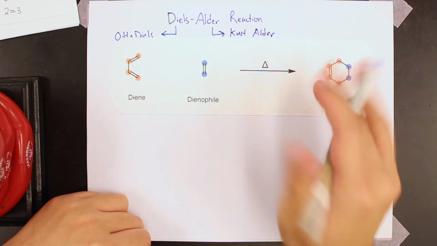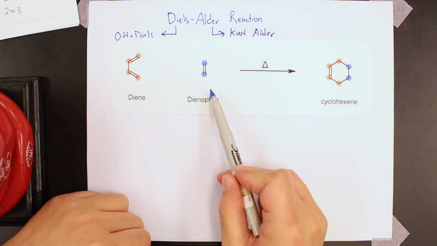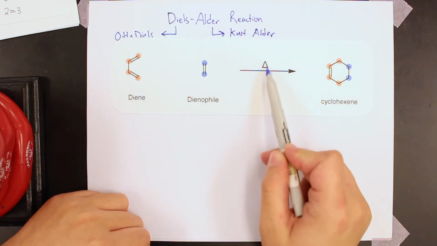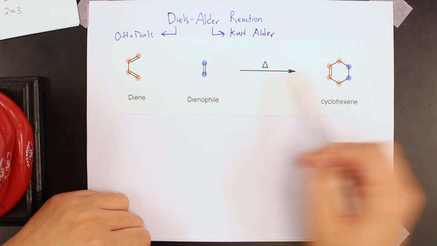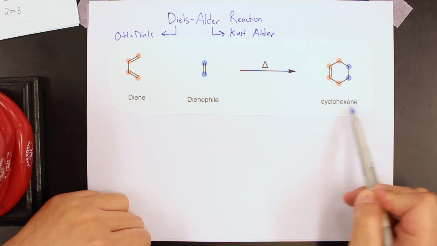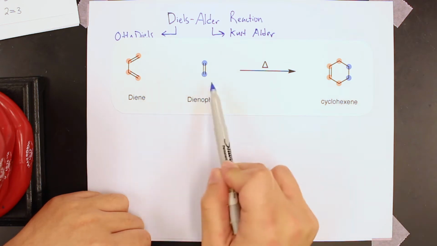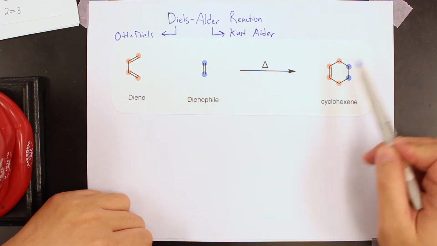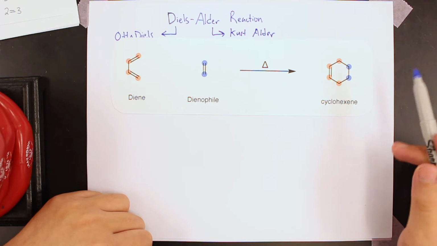And they discovered that if you take a diene and a dienophile and you heat them up, so this is the Greek letter delta, it means heating, and you heat them, they will cyclize into a ring, a cyclohexene. So we're going to explain what a diene and a dienophile are and why they combine into a cyclohexene.